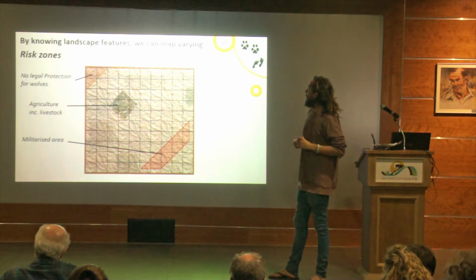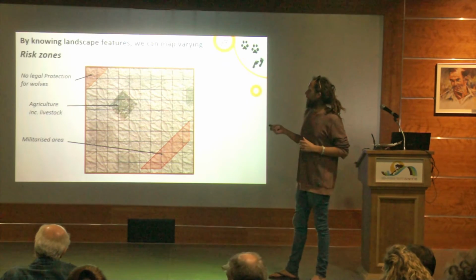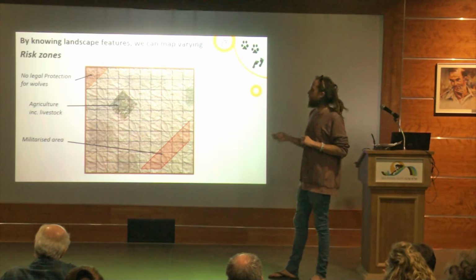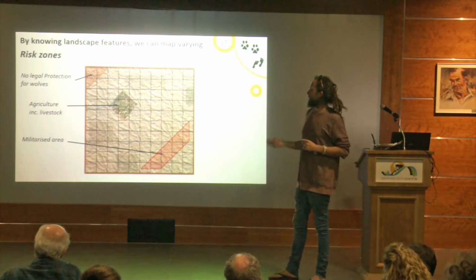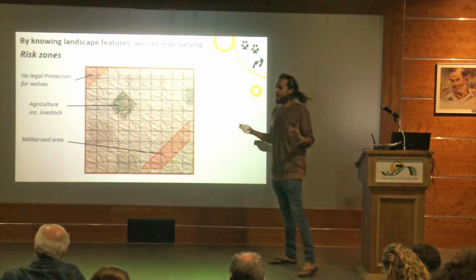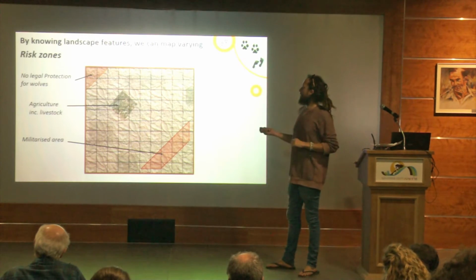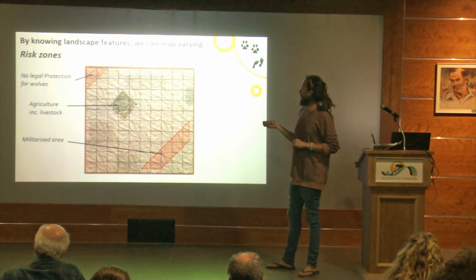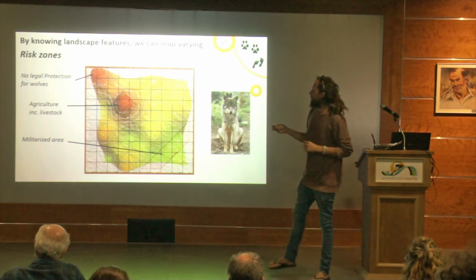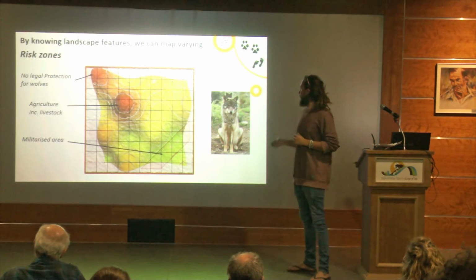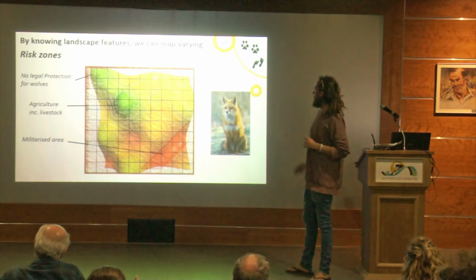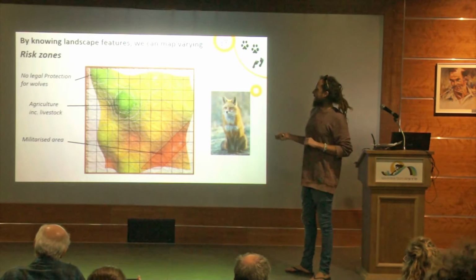So by knowing certain landscape features like borders where there's no legal protection there but there is here, or agriculture where wolves are getting shot because of livestock depredation, or militarised areas like minefields where wolves are safe because they're not getting shot, we can map varying risk zones. We can overlay a topographical map showing the different risk zones, with red being high risk and green being low risk, and that's what we would predict for a wolf. Then if we go down to the next trophic level, to a fox or a prey, we expect these to change order.